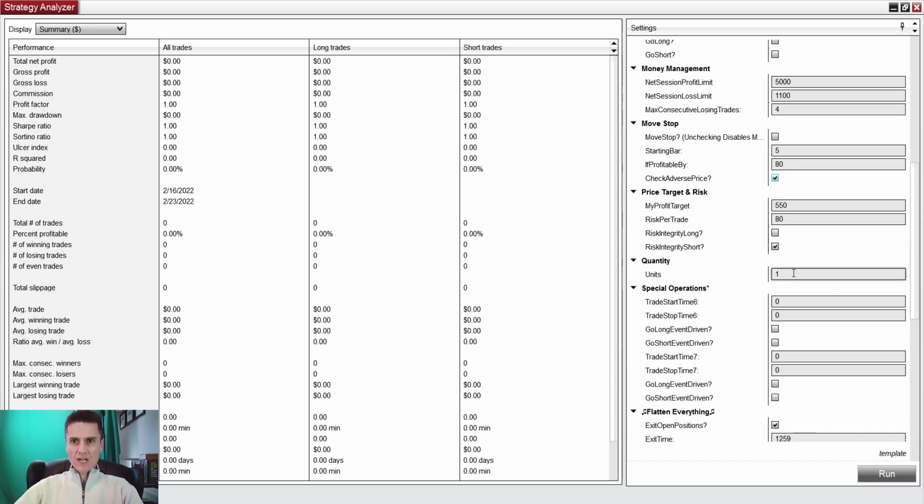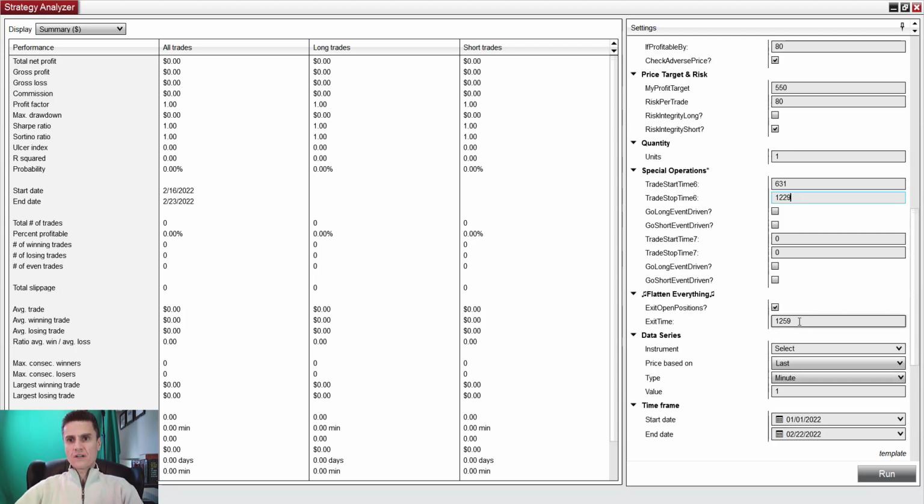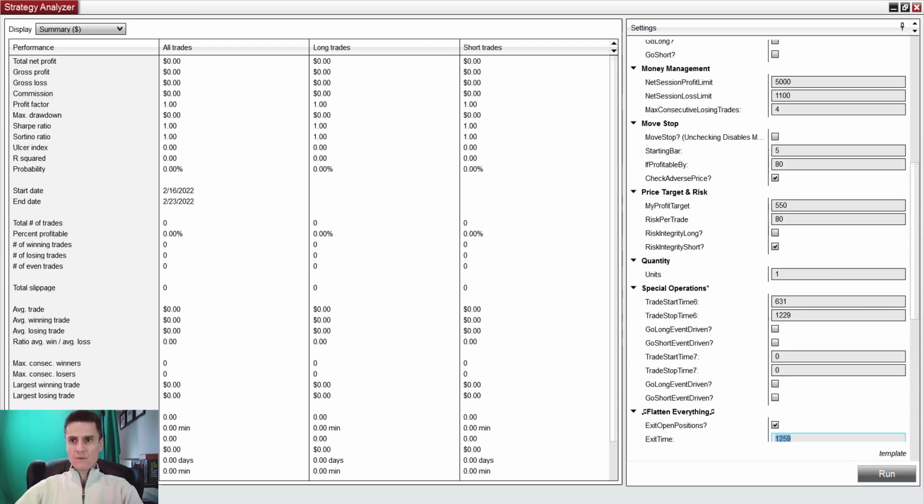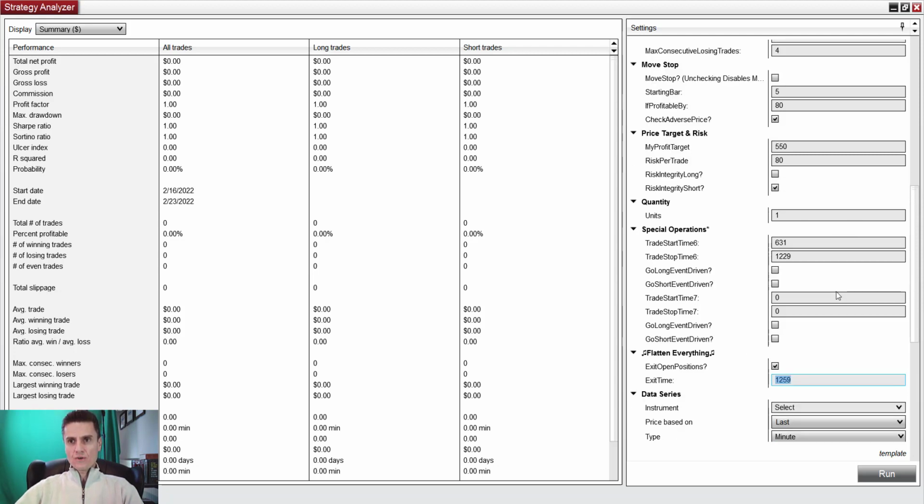Okay, so I want to trade 1 contract. Let's say I start at 6:31 in the morning, 1 minute after, and then I want to stop at 12:29. That should give me enough time until near close time, which is when I've flattened everything at 12:59, so it's going to get out of whatever trade I'm in. Up, down, doesn't matter, it's getting out. Now, these are Pacific Standard Time for anybody who's wondering. I am in Los Angeles.